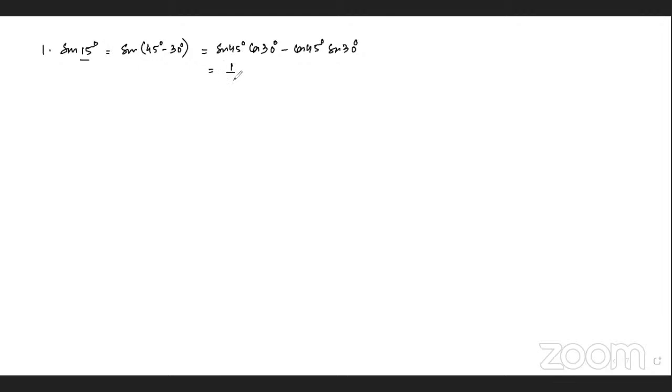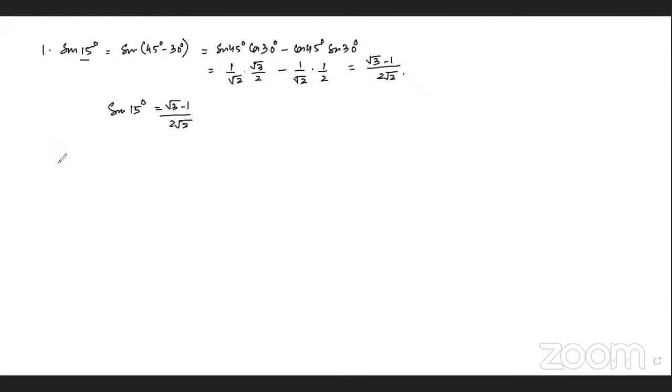Sine 45 is 1 upon root 2. Cos 30 is root 3 upon 2. Minus cos 45 is 1 upon root 2, and sine 30 is 1 upon 2. You can take the LCM. It becomes root 3 minus 1 upon 2 root 2. Yes, is this clear now? So sine of 15 degrees is equal to root 3 minus 1 upon 2 root 2.